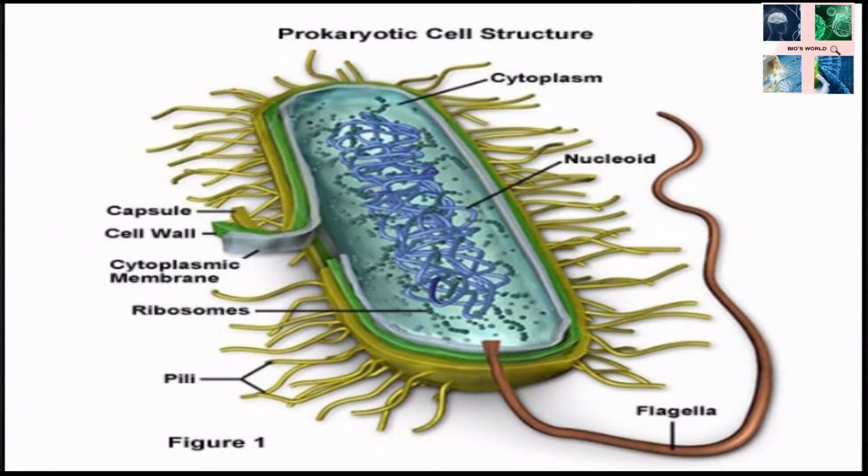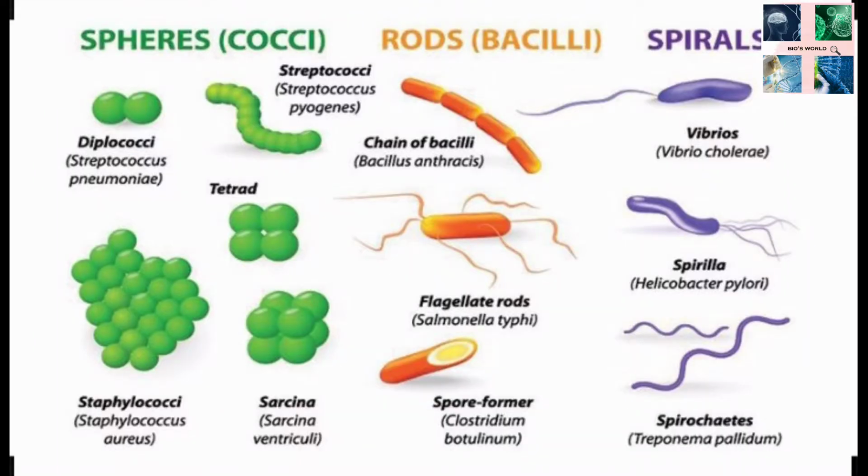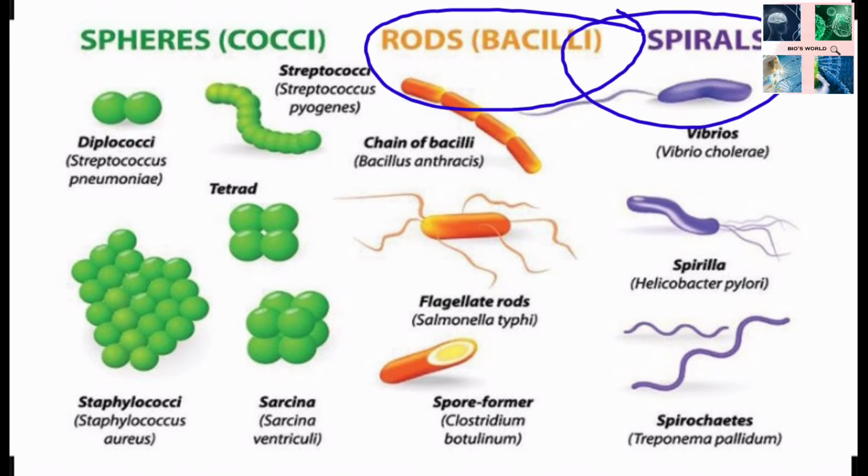Next about nucleoid. It is a mass of genetic material. Next, flagellum. It is a structure that helps the bacteria to move from one place to another and also helps them to sense their environment. Next, about its shape. It can be in the form of spheres, which are known as cocci, or rods, which are known as bacilli, or spirals.